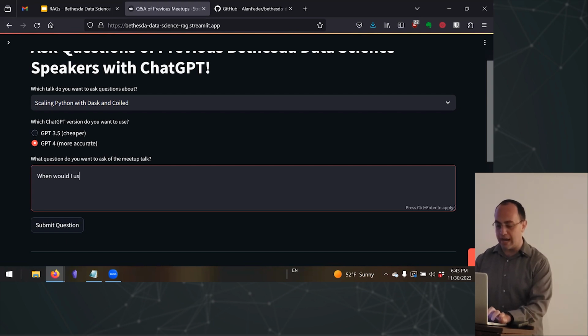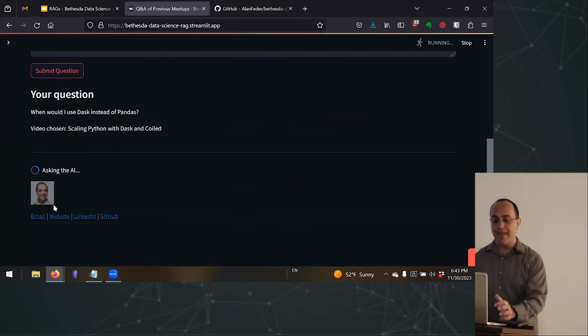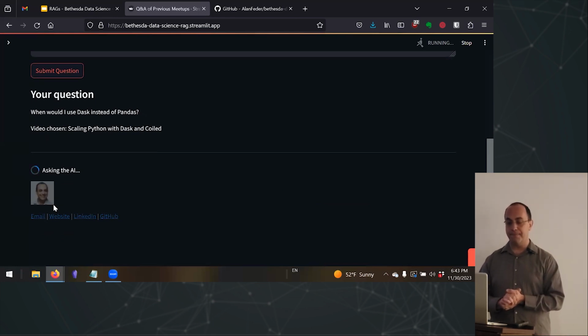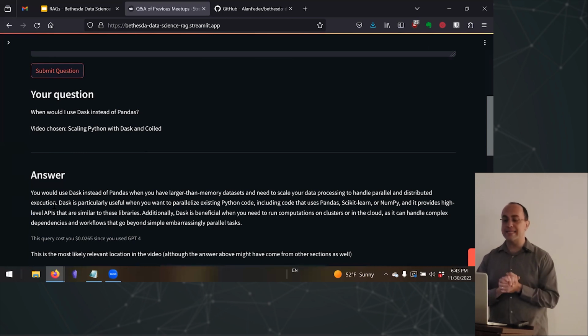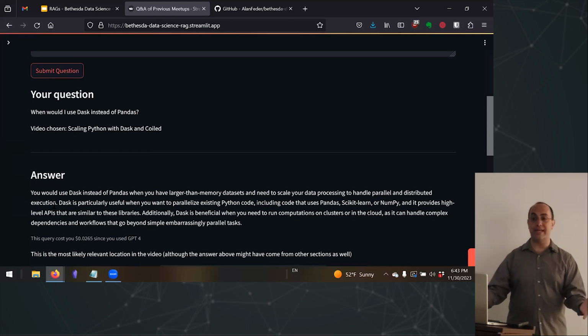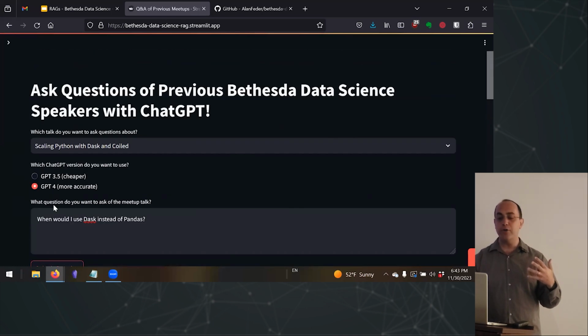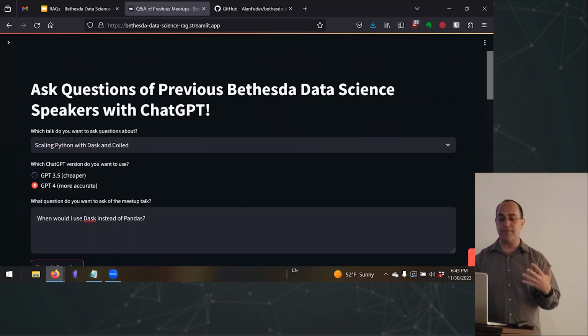when would I use Dask instead of pandas? This was a part of the discussion. And this is going to ask, hold on. You would use Dask instead of pandas when you have larger than memory data sets. So this is just some examples of how you can use RAG to ask questions of the document.